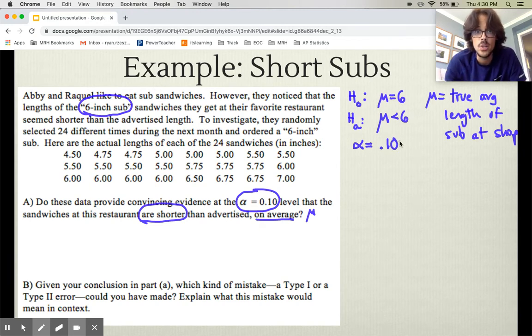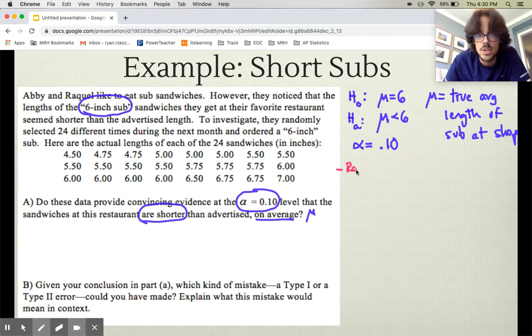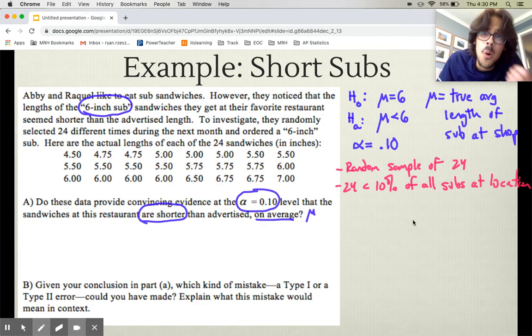The next thing we're going to do is check our conditions. And when we check those conditions, I'm going to start with the nice easy ones here. First off, it's a random sample of 24 subs, so that's good. 24 is less than 10% of all subs at this location. So that's also cool.